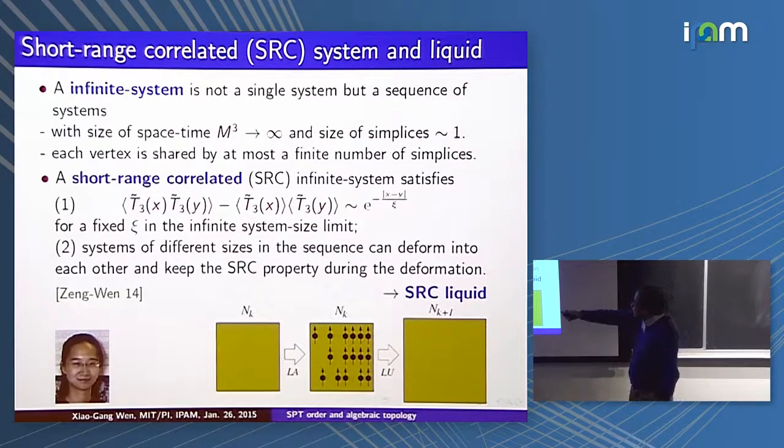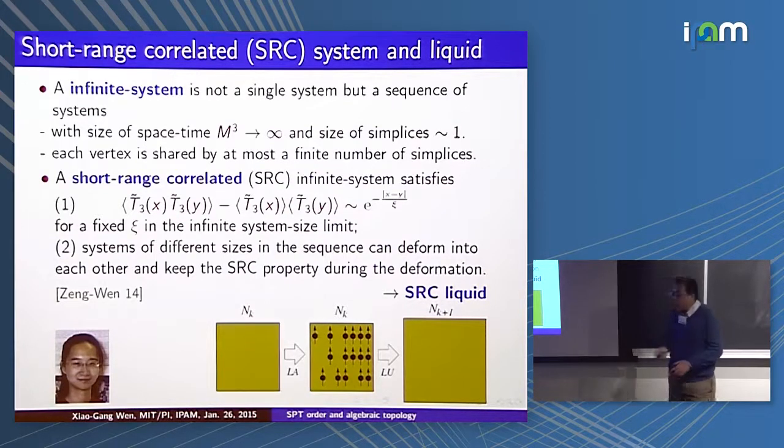If this irreducible correlation function has an exponential decay, and for every system in this sequence this formula holds uniformly, with a fixed C, so the correlation length is fixed, then this basically defines short-range. This first property is the short-range correlation.